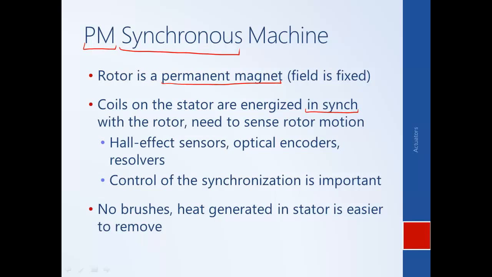So there's less worry with the brushes wearing out. And the fact that the armature is on the external part of the motor means that it's easier for heat to escape. And so this solves a couple of the issues we saw with brushed DC motors. That's not to say that PM synchronous machines don't have their own drawbacks.